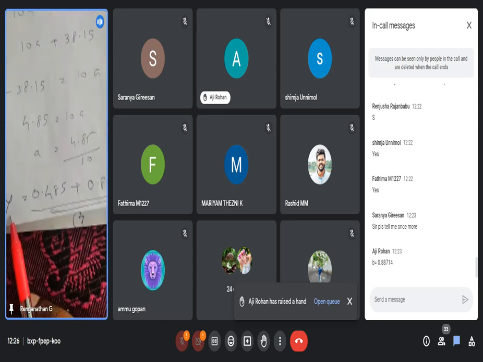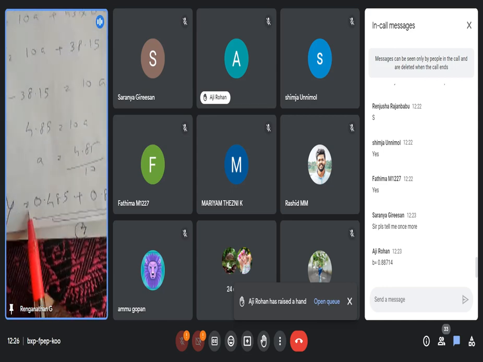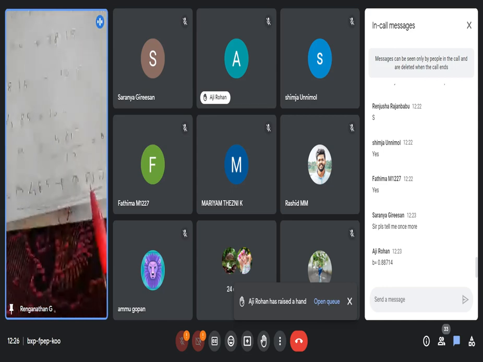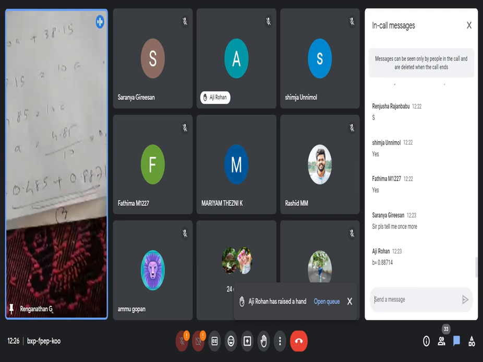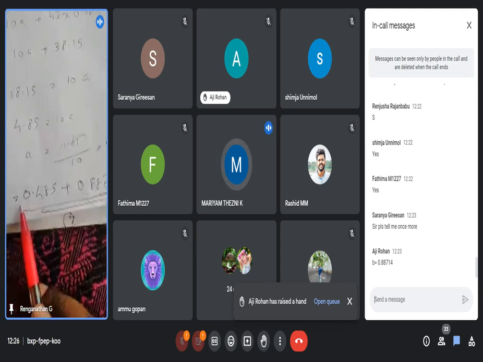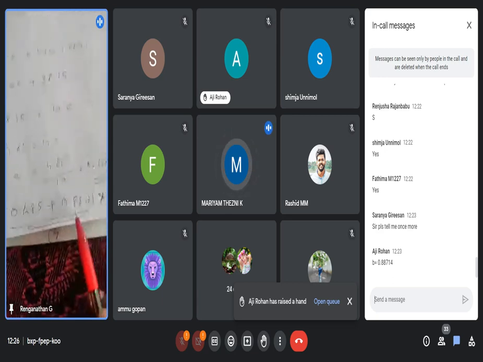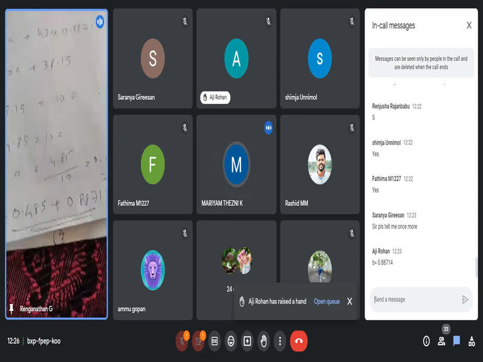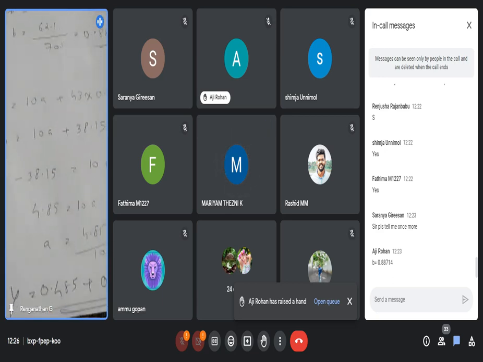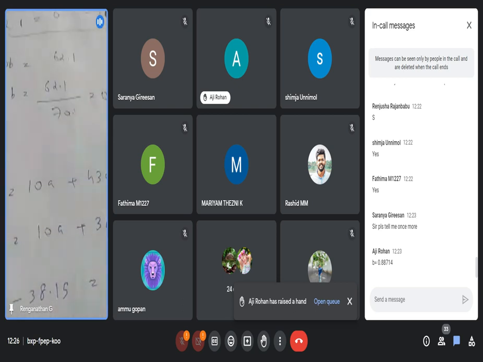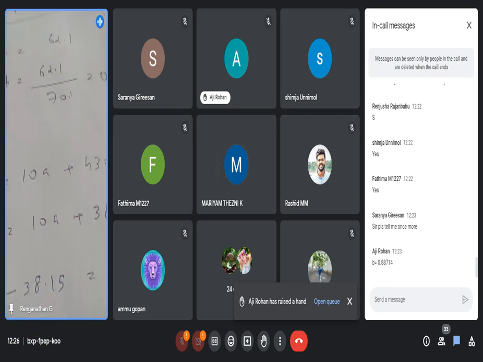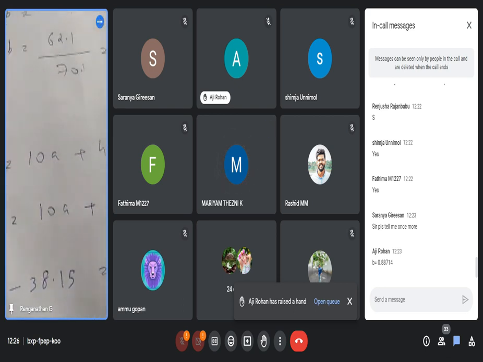Then the equation, this is the regression equation y on x. Y is equal to 0.485 plus 0.8871 x. This is the y on x regression equation. The question asked to fit a regression equation of y on x. Now the equation is here.